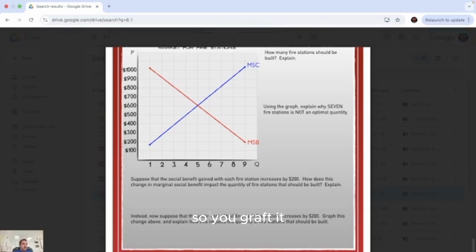So you graphed it, you're going to see how it changes. Ultimately, what is the impact of it? Well, because it costs us more money, we're going to end up building fewer fire stations. And that's what we got.